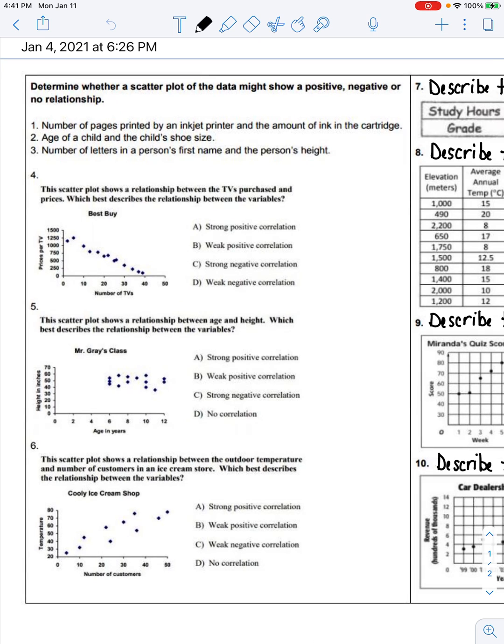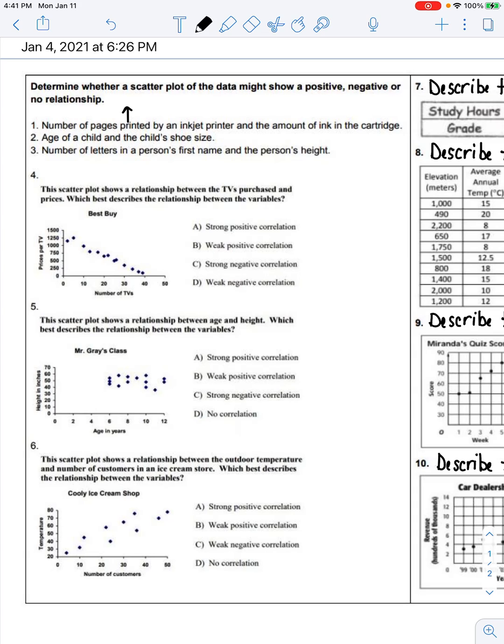Number one, we want to determine whether the scatterplot might show a positive, negative, or no relationship. Number one, number of pages printed by an inkjet printer and the amount of ink left in the cartridge. Well, according to what we've learned, if things travel together, they're positive. If things travel opposite, they're negative. And then common sense will tell us if there's no relationship.